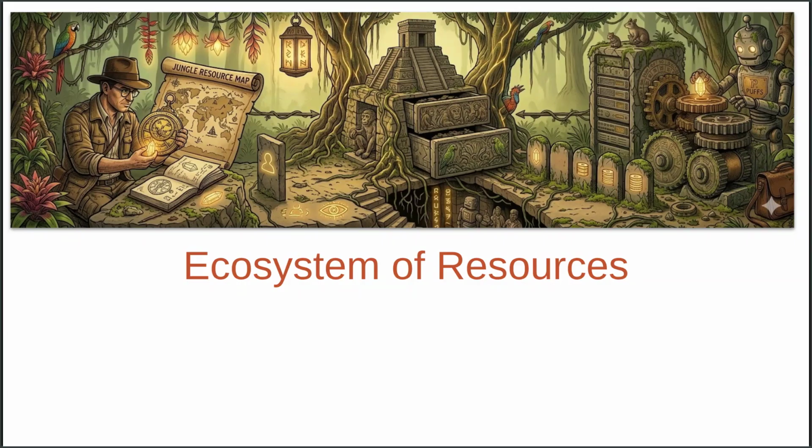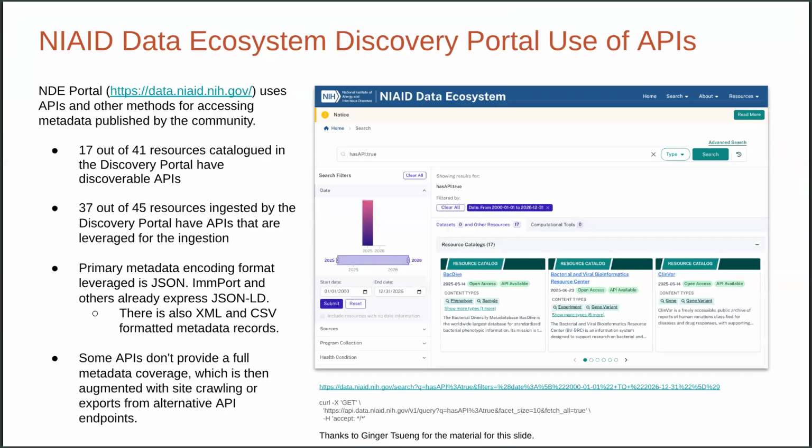So let's continue on. We only have a few more slides left. One of the things I wanted to talk about was the ecosystem of resources that's available inside NIAID at this time. Shout out to Ginger, I don't know if Ginger's on the call, but she helped with putting this together. This is the NIAID Data Ecosystem Discovery Portal. It's a discovery portal for data, but it also has a resource catalog in it.